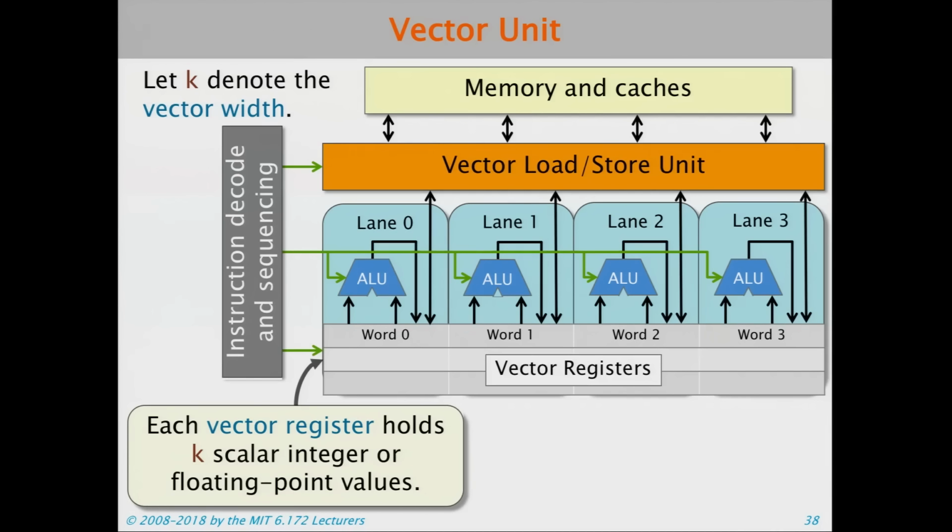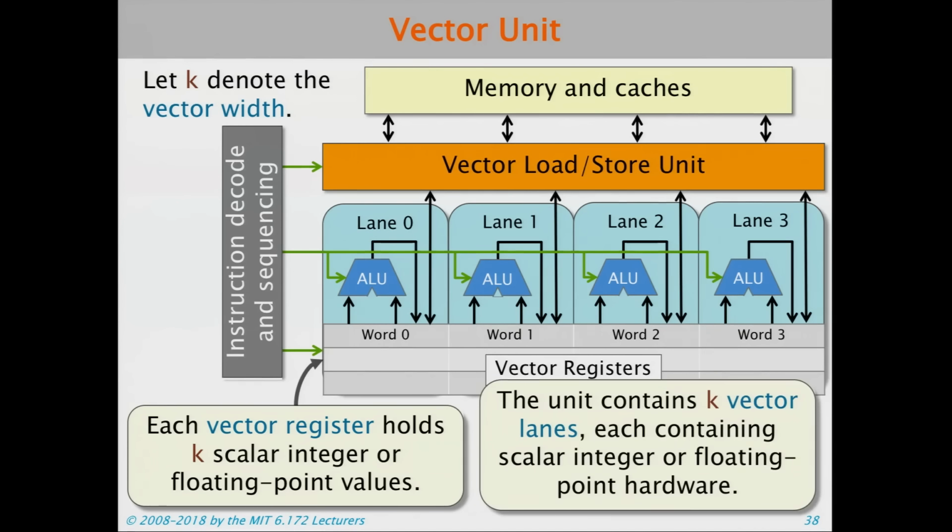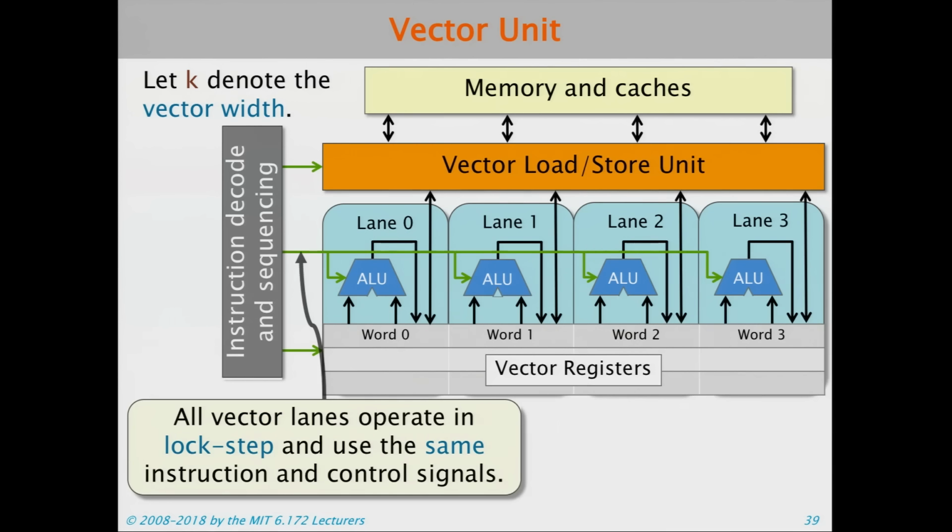Whatever K is, in the example I just said, K was 4, and the lanes are the thing each of which contains the integer or floating point arithmetic. But the important thing is that they all operate in lockstep. It's not like one is going to do one thing and another is going to do another thing. They all have to do exactly the same thing.